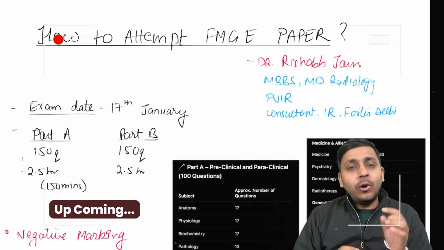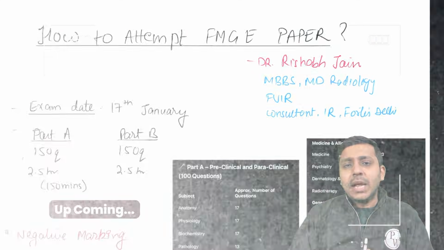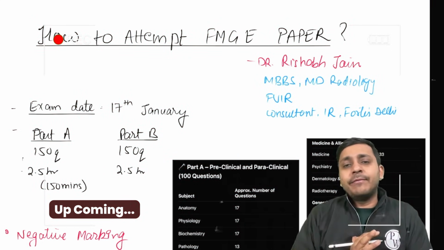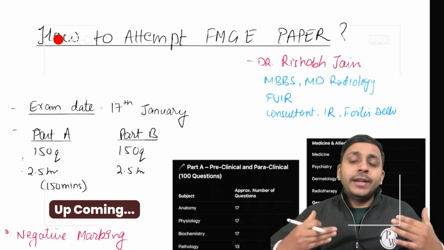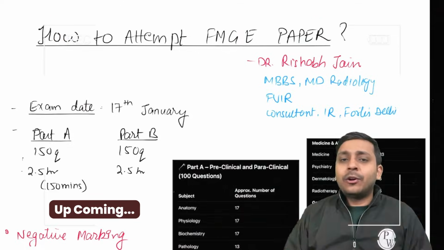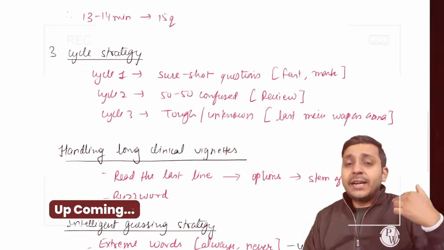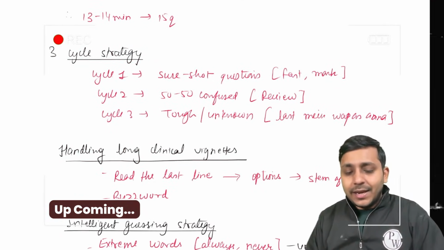Let me talk to you about how to attempt the FMG paper, what things you should keep in mind, and how you should manage your time well during the exam, how to make sure that you don't get those questions wrong, is there any trick to it. Now, what should be the question attempting strategy when you are sitting in the exam?